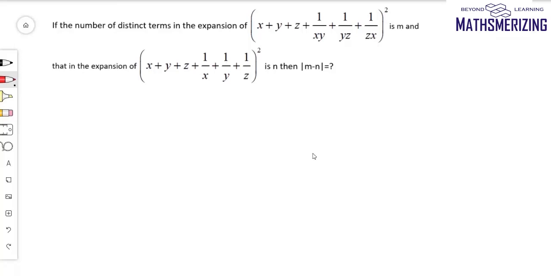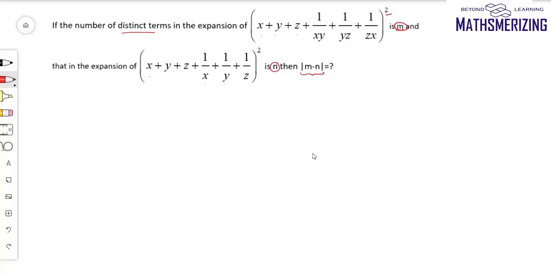The question is, if the number of distinct terms in the expansion of (x + y + z + 1/xy + 1/yz + 1/zx) whole square is m, and that in the expansion of (x + y + z + 1/x + 1/y + 1/z) whole square is n, then we need to find the absolute value of m minus n.